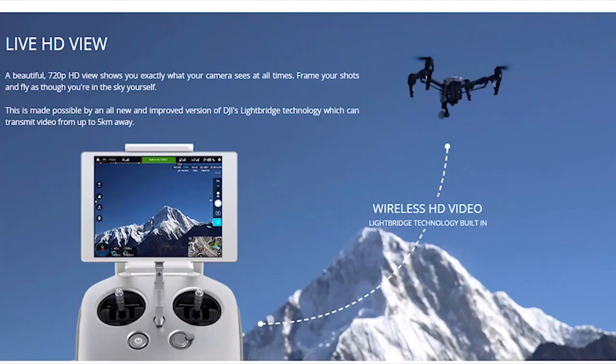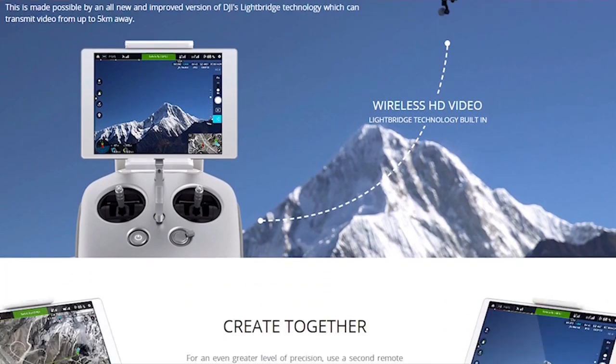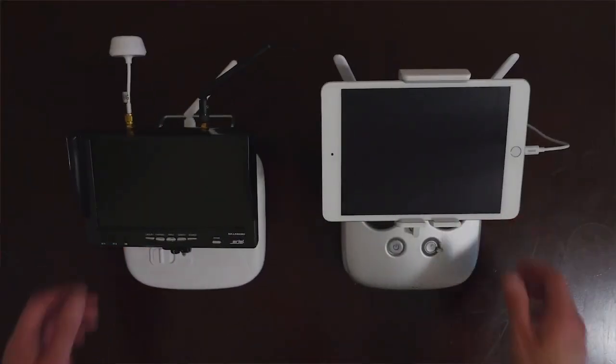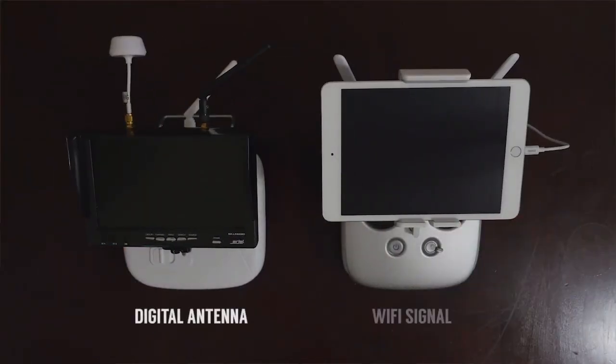Next is the first person view transmitter type, also known as FPV. I knew nothing of these when I was first interested in drones, and it's often a cost that most people don't factor in. Depending on which drone you choose, you have different methods of observing the footage from your controller. There are two main types, digital antenna and Wi-Fi signal.